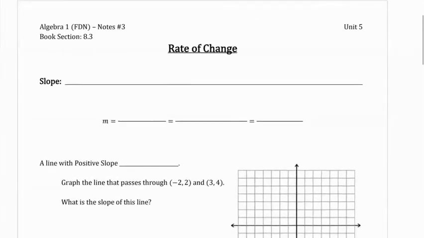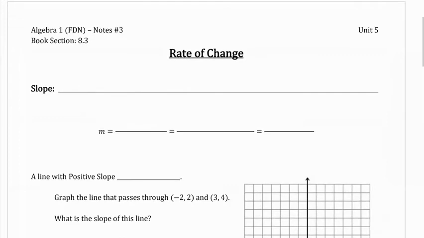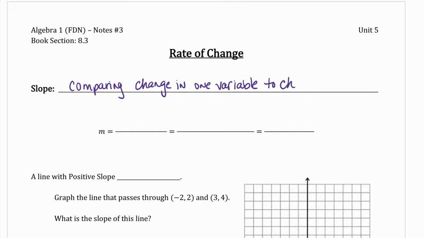A slope basically always means comparing a change in one variable to a change in another variable. So if we want to do the definition here of a slope, that would be comparing the change in one variable to change in the other variable. And we say this in lots of different ways.